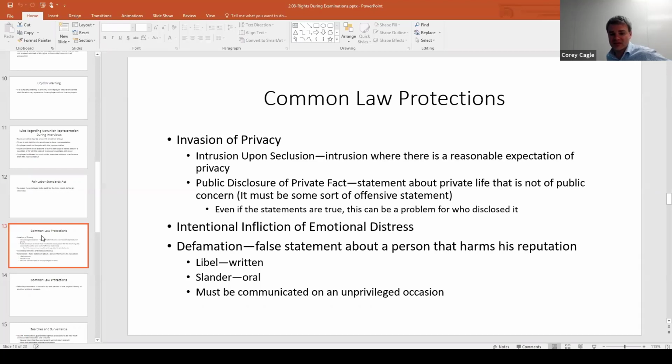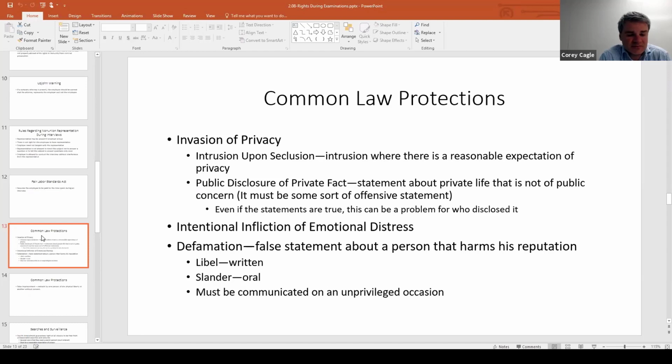It's a statement about private life that's not of public concern, and of course it has to be some sort of offensive statement for them to have a case against you. Even if the statement is true, that can be a problem for somebody who disclosed it. So you can't just say, well, it's true. It's not your business, so you're in trouble now. All that's under the category of invasion of privacy. Intentional infliction of emotional distress: can't do that.